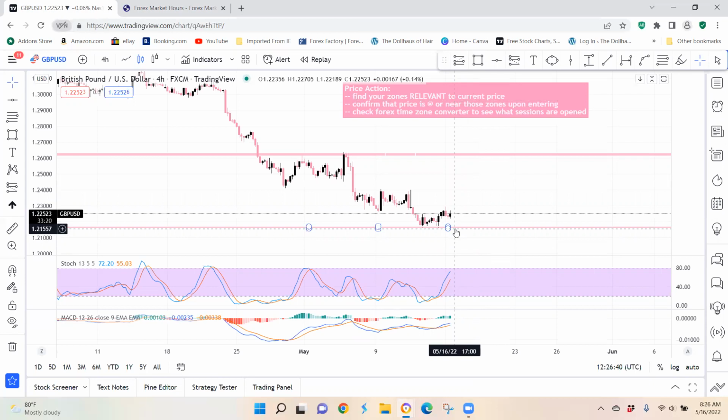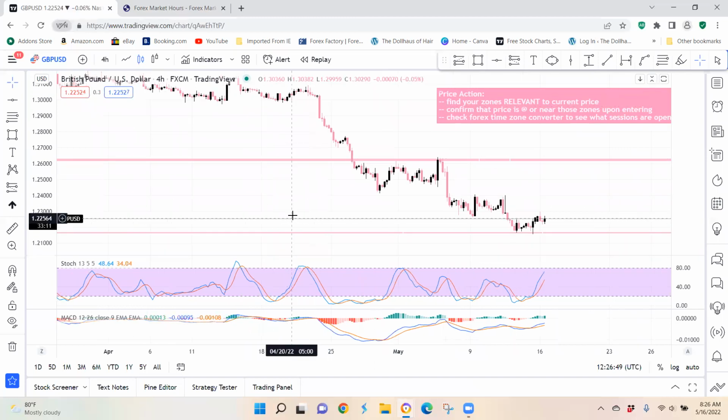So I hope this was a helpful video, you guys. And I hope you can take this knowledge and apply it to your strategy and apply it to the pairs that you trade. You literally can mark your zones the same way I did on any pair. Just make sure you stay relevant to current price.